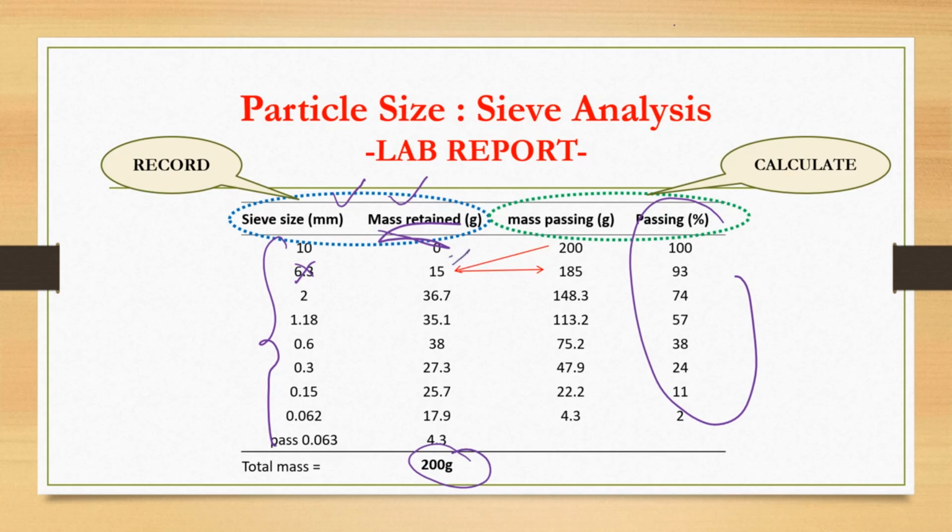Okay, so for sieve number 10, let's say there is no particle retained on it. This is your sieve number 10, and it has its own aperture. We want to look at the particles that are retained here. If you look at this example, the particle retained on sieve number 10 is 0, which means nothing is here, everything passes through sieve number 10.